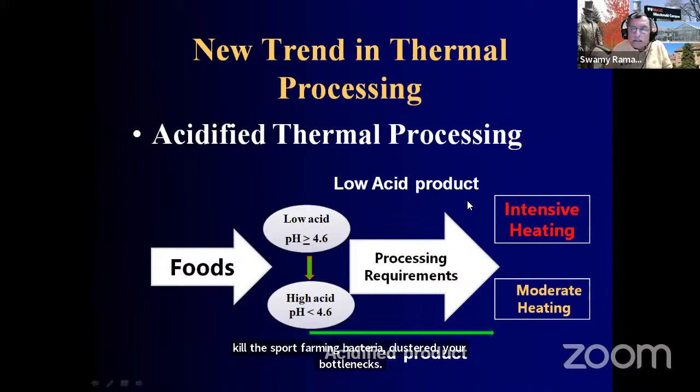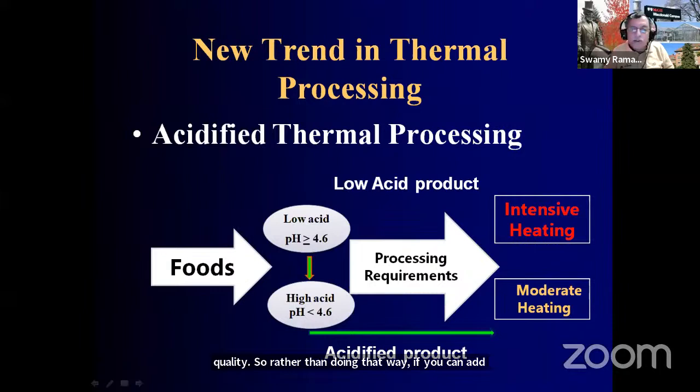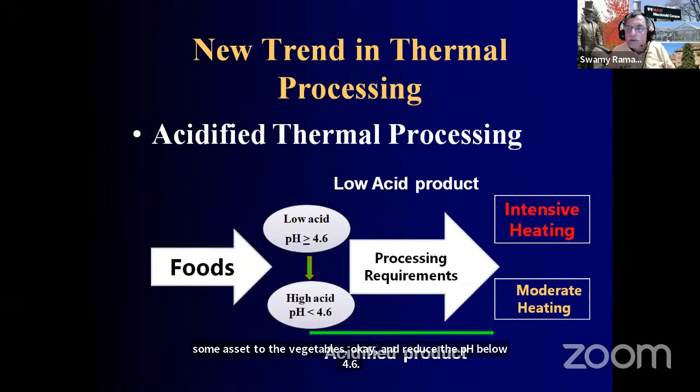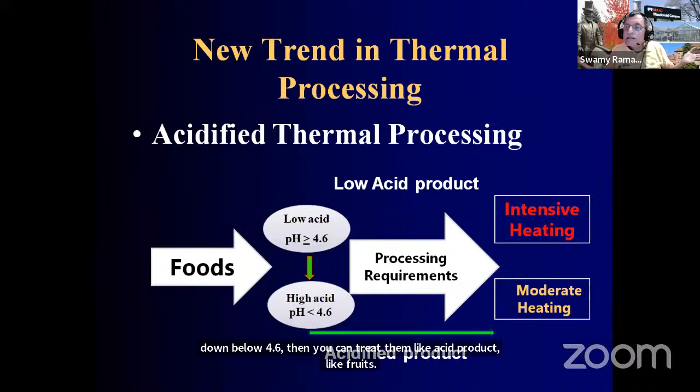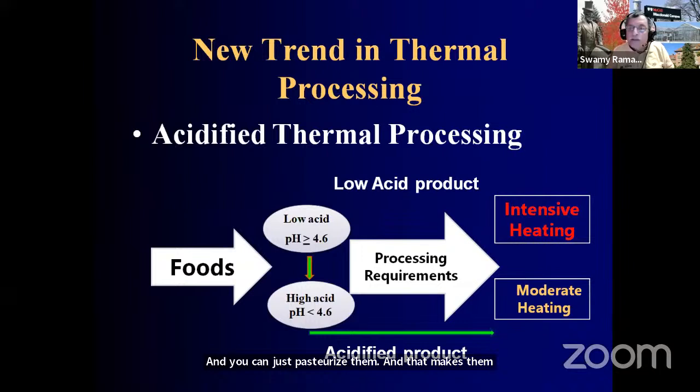So rather than doing that way, if you can add some acid to the vegetables and reduce the pH below 4.6. Today in India, we almost use acid in all our cooking. We always add some lime juice, lemon juice. So instead of adding that in the end, if you can add the same thing during processing, the pH is going to go down below 4.6, then you can treat them like acid products, like fruits, and you can just pasteurize them, and that makes them stable. Okay, and as long as the quality is not going to be impaired, you can get excellent product. So this is the principle driving this particular type of product.